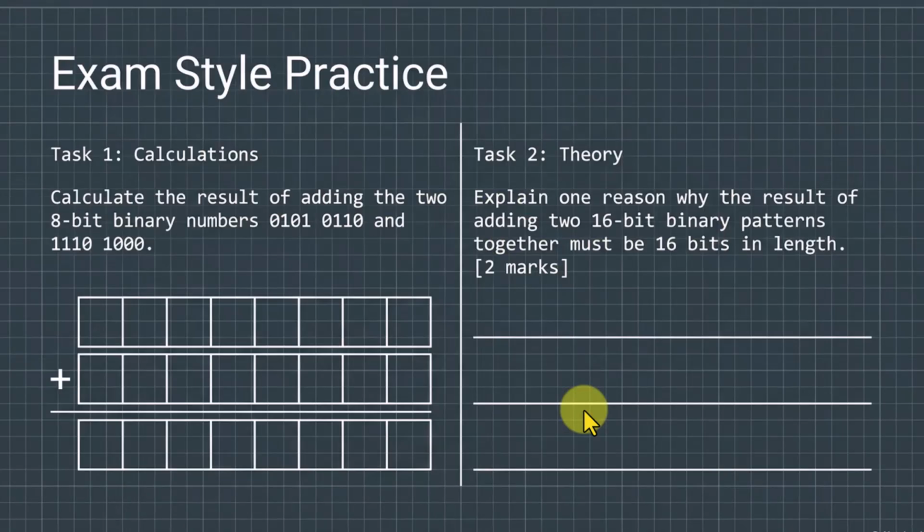Exam style practice. Task 1, calculations. Calculate the result of adding the two 8-bit binary numbers, this one and the other one. Let's just do that. This is for your practice. Do this addition and write your answers in the comment section, so we can see how many people have tried that and how many solved it correctly. Task 2, theory. Explain one reason why the result of adding two 16-bit binary patterns together must be 16 bits in length. For that one reason, you have to give 2 parts because it has 2 marks, and we just discussed that.